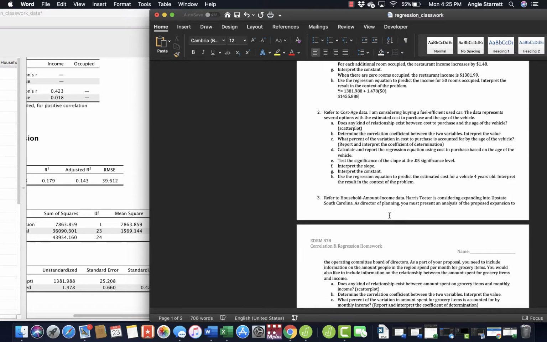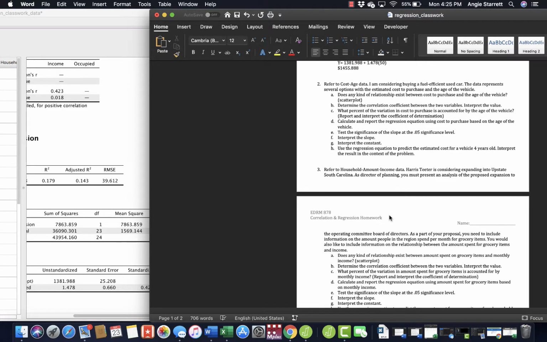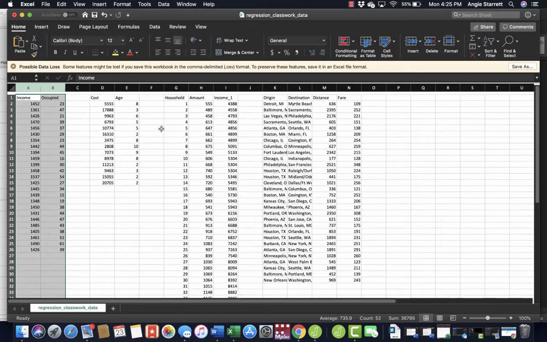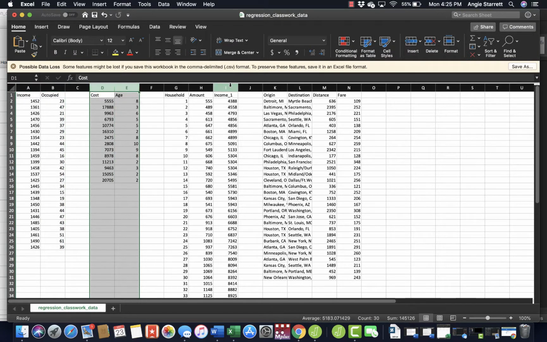All right, moving on. All right, so now I'm considering buying a fuel-efficient used car. The data represents several options with the estimated cost to purchase and the age of the vehicle. All right, does any kind of relationship exist between cost to purchase and age of the vehicle? All right, so we can get rid of this one. And here's cost and age.